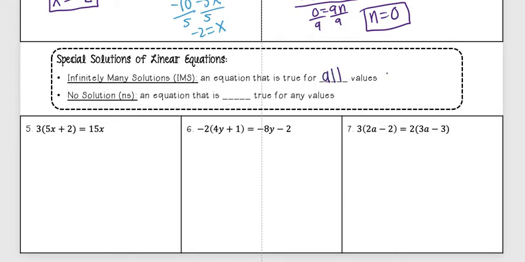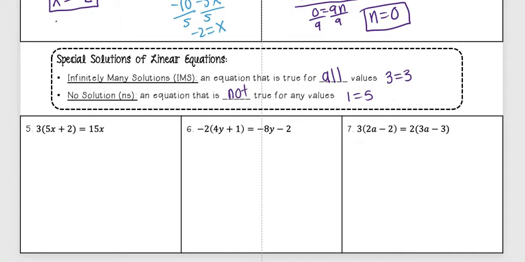So for instance, if at the very end you get 3 is equal to 3, that means all your variables cancel out and you end up with a true statement. And then we can also get no solution, or NS for short. And that happens when you get an equation that is not true for any values. So let's say you end up with 1 is equal to 5. Well, that's not true. So that would be a no solution.